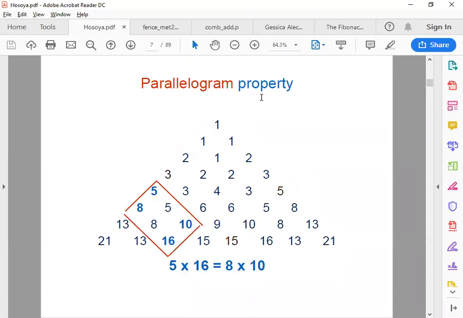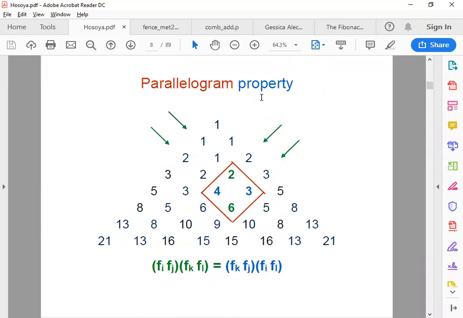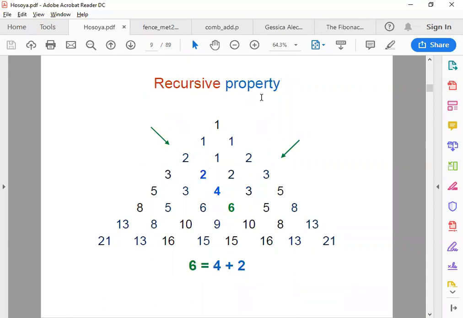But this parallelogram property extends to all parallelograms inside this triangle, right? And here you have 5 times 16 is 8 times 10, right? 2 times 6 is 4 times 3. So all the parallelograms have this property. I mean, the proof of this you can see. If this is FI FJ and this is FK FL, then their product is the product of those 4 numbers, and this is FK FJ and FI FL. So it's the same 4 Fibonacci numbers being multiplied. So that's why that parallelogram property works.